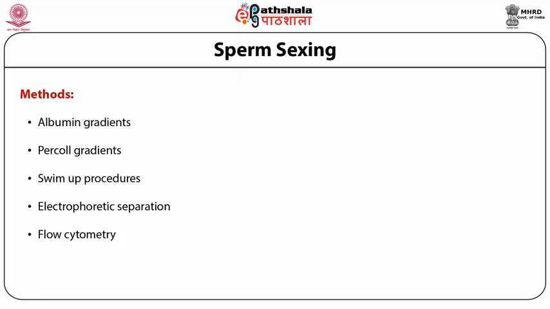Swim up procedure is also based on the swimming capability differences between X and Y sperm. Electrophoretic separation is based on the difference between the charges on X and Y sperm. The technique which is very important for sperm sexing is flow cytometry, and this is the latest technique which is commonly used for sorting of sperm.